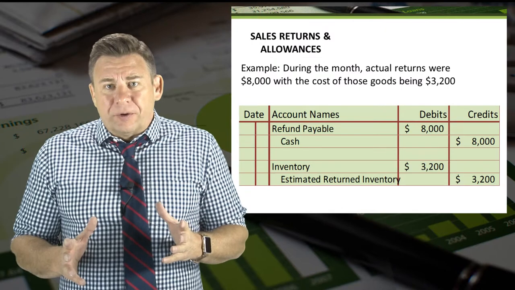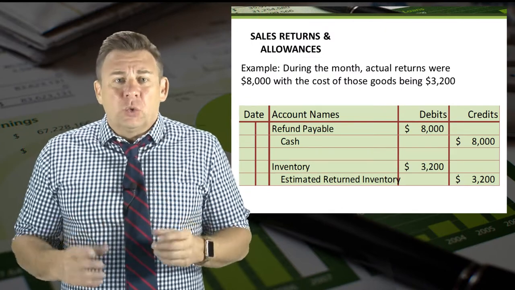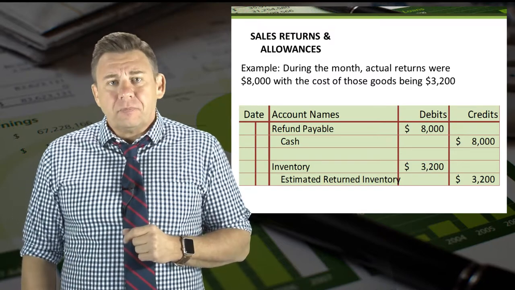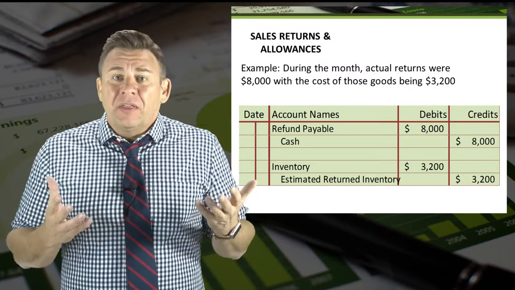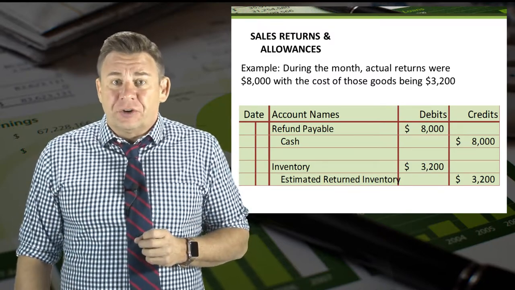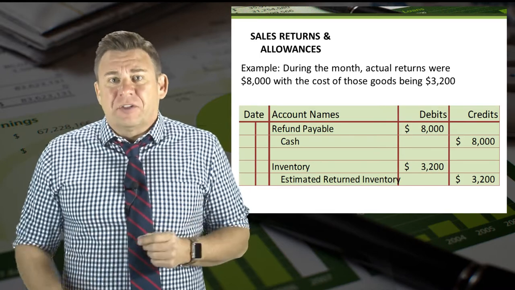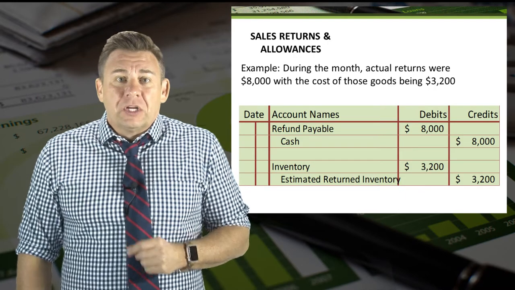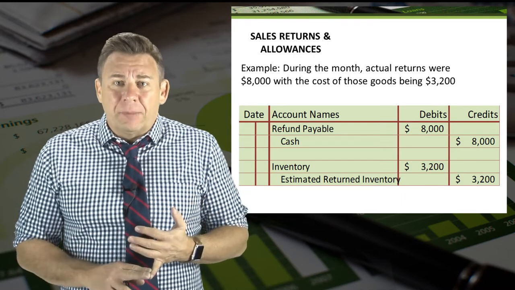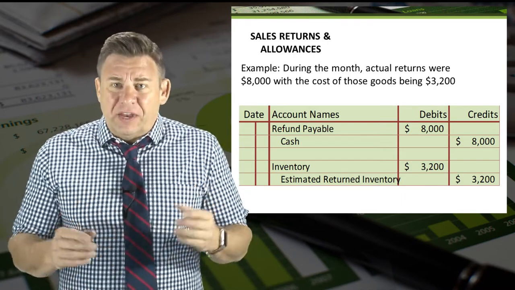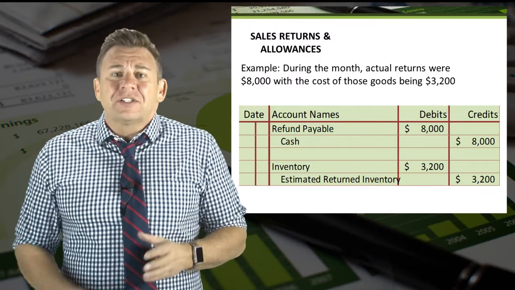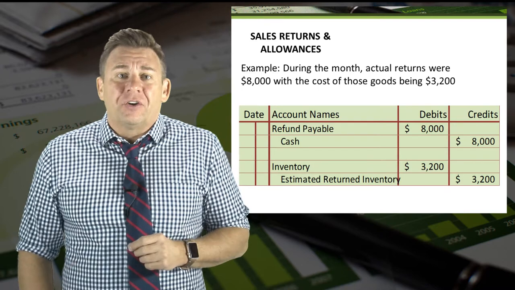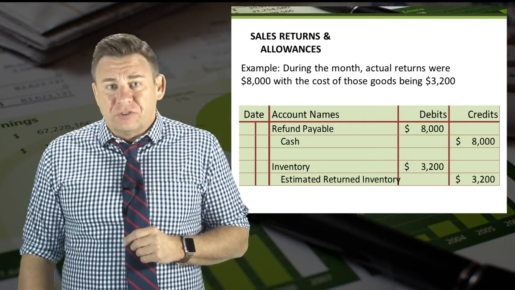Once the month is over, we can record the actual amount of returns and correct our estimates. In this example, assume that $8,000 of goods were returned. The cost of those goods is $3,200. So we debit refund payable and credit cash for the $8,000. We also debit inventory and credit the estimated returned inventory for $3,200.